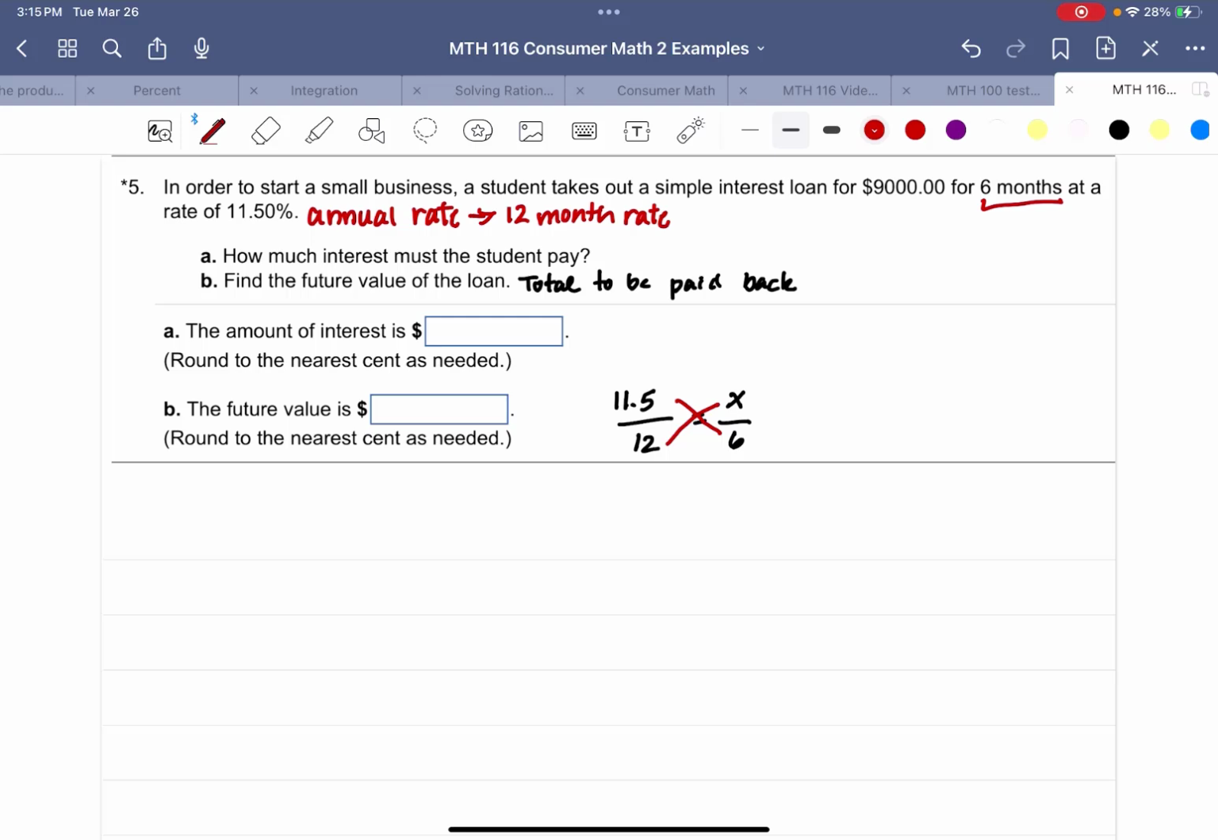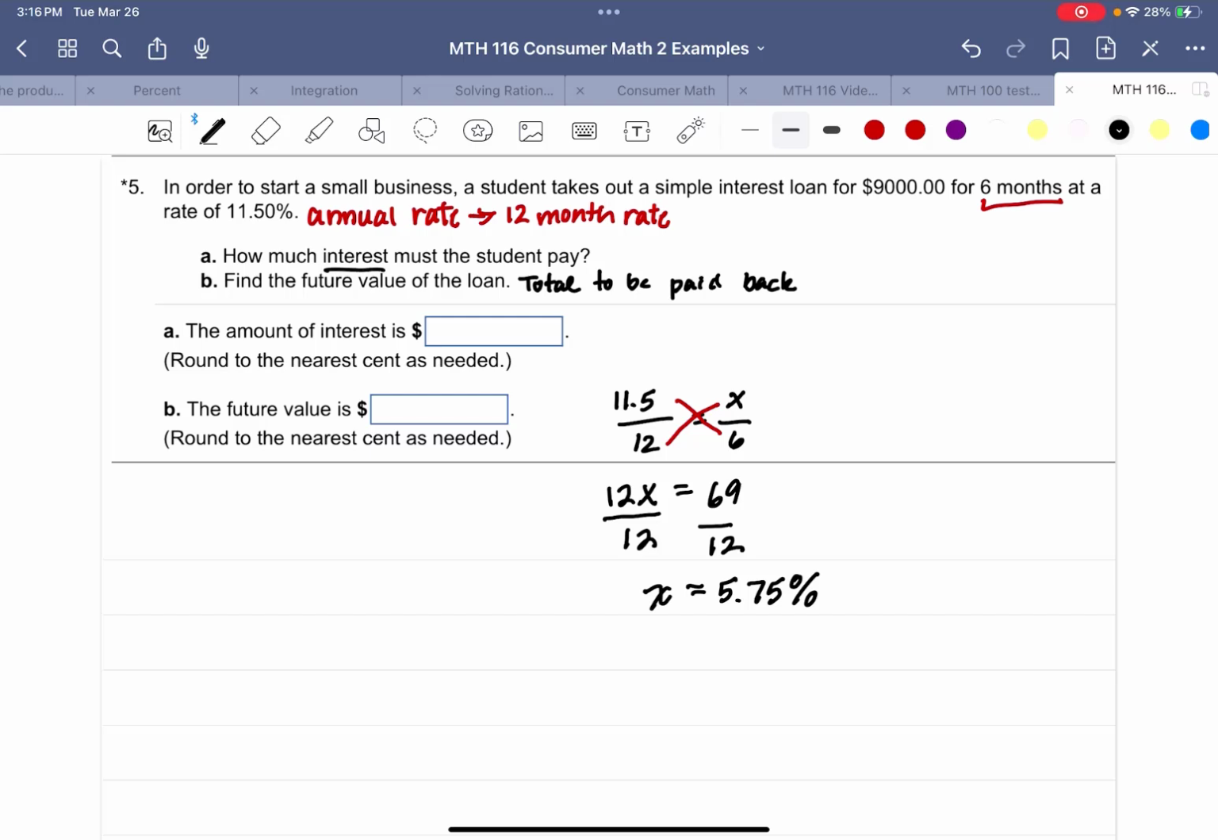So we're going to multiply diagonally, so 12x and 11.5 times 6 is 69, divided by 12 on both sides. X is 5.75%. Okay, so instead of an 11.5%, we get a 5.75%.